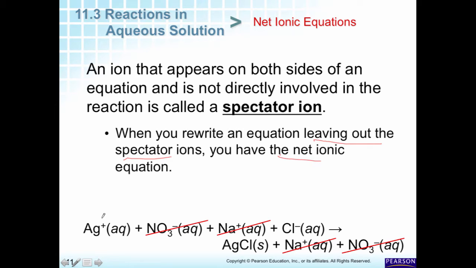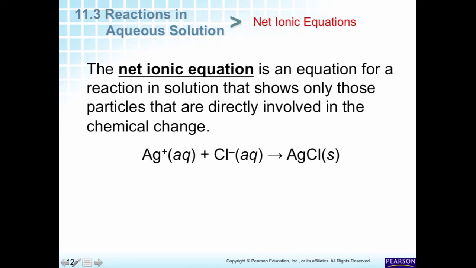So that means we're going to rewrite it with Ag plus, Cl minus, and AgCl. So there it is. That is the net ionic equation. It only shows those things that directly participate in the reaction.